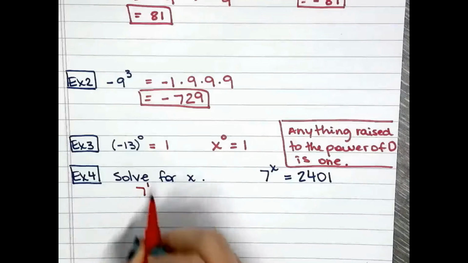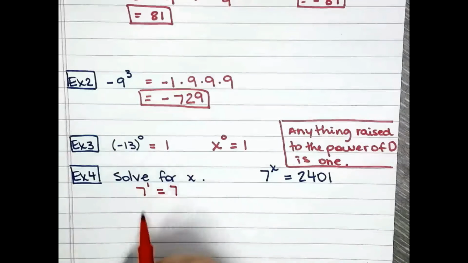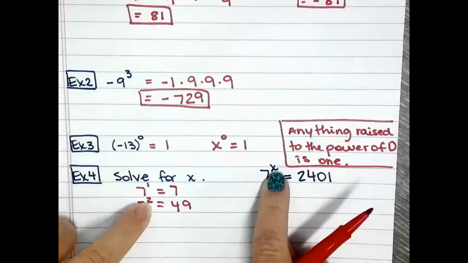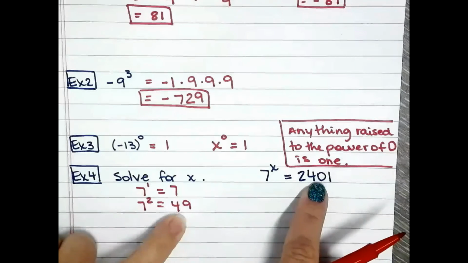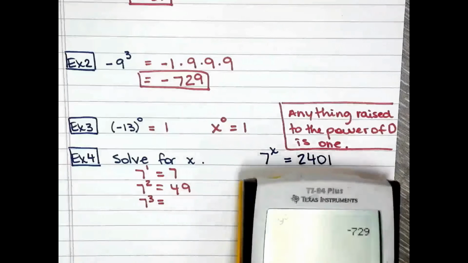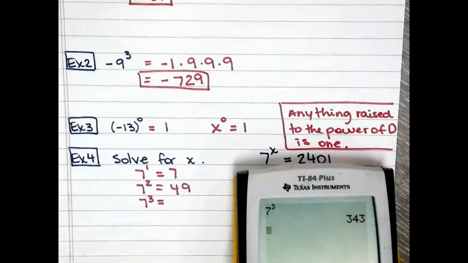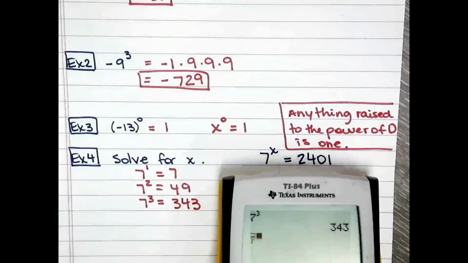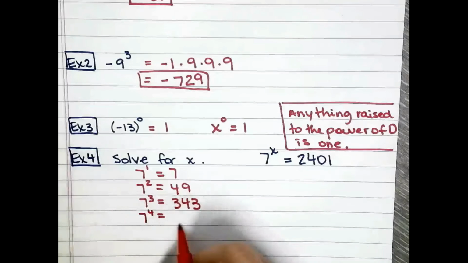So 7 to the 0th power is 1, so we're going to skip that. So 7 to the power of 1 is 7. 7 squared, 49. So I'm trying to find numbers right here for x, okay? So when x is 2, I get 49 there, so it's not 2. So 7 to the 3rd power, is it 343? 7 to the 3rd power, 343. So 343 is still not it. So 7 to the 4th power. Voila!